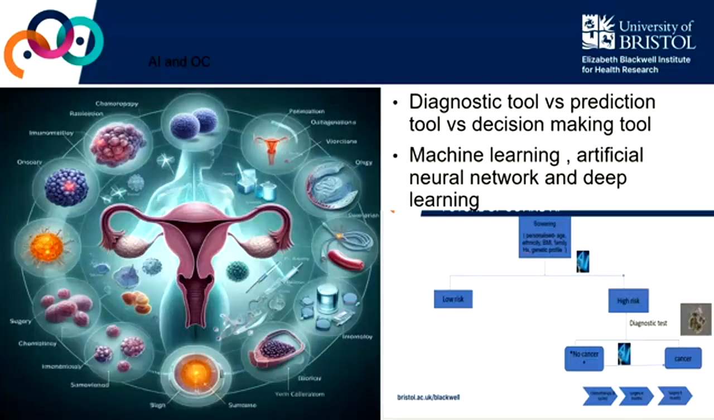Sorry, this is just me trying to create an AI model on the left. That's what I've achieved after I've put in all that I know about ovarian cancer. So what has been done so far with ovarian cancer and AI? They've used it as a diagnostic tool, as a decision-making tool, and they've used various other techniques which I have no idea about. I'm sorry about that.